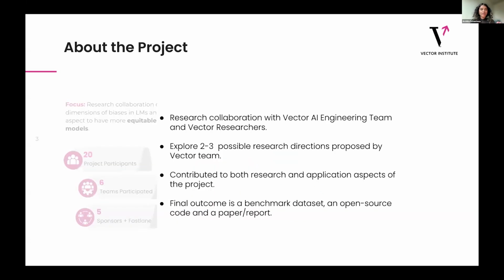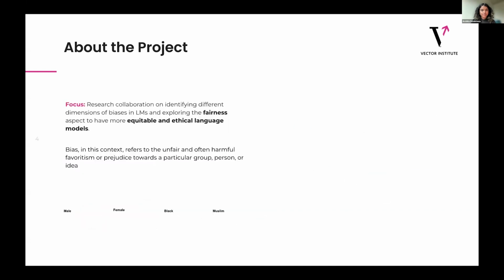One specific thing about the project that I particularly found very interesting and unique was that every single team in the project was supposed to collaborate with the Vector AI engineering team as well as the Vector researchers. They also had the opportunity to explore 2 to 3 potential research directions proposed by the Vector team, and the chance to contribute to both the research and the application aspects of the project. The final outcome of the project was to create a benchmark data set, open source code, or launch or release a project as well as a technical report.